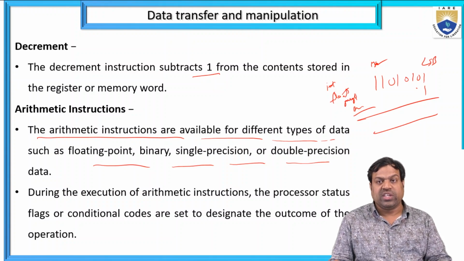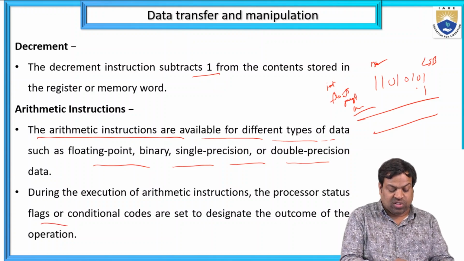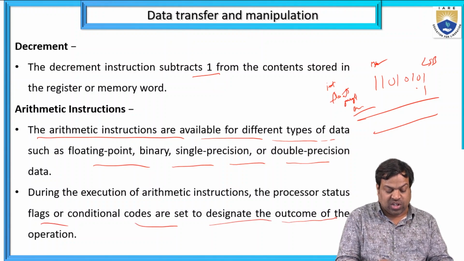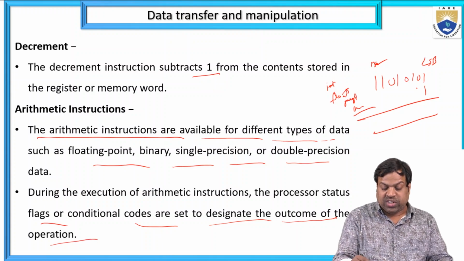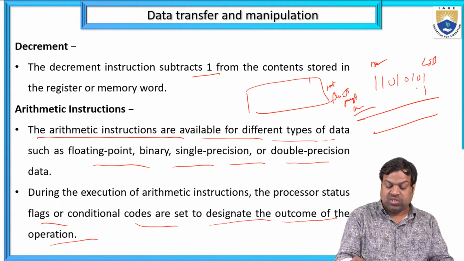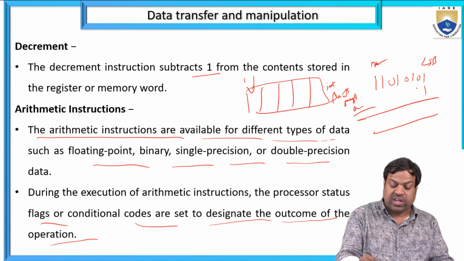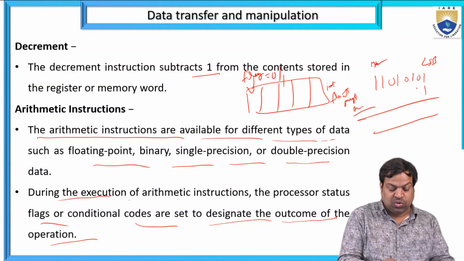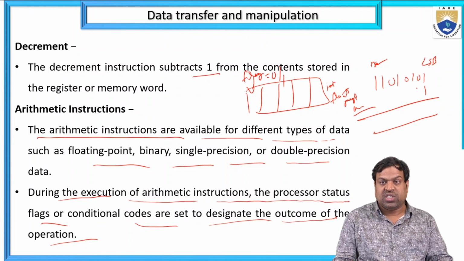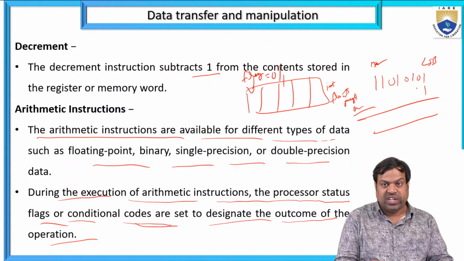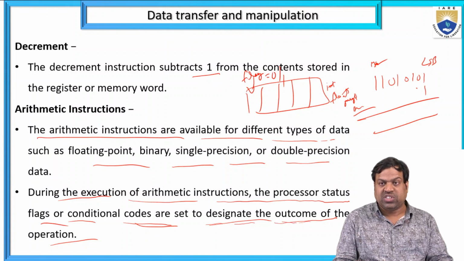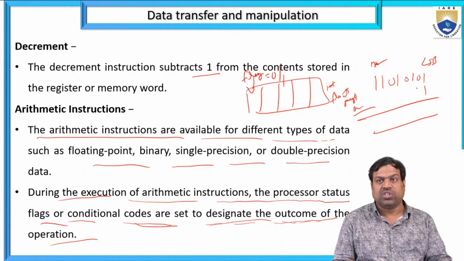But during the execution of arithmetic instructions, the processor status flag or conditional codes are set to designate the outcome of the operation. So what is the last value? I am going for the flag operation. So it is a flag, that is 0 or 1. So that is a flag, 0 or 1.